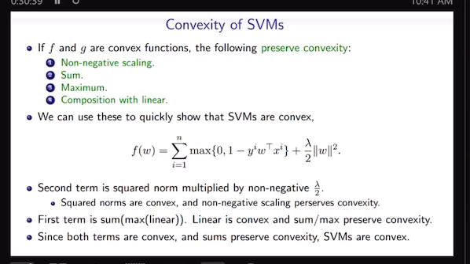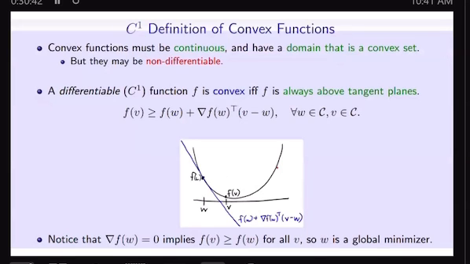Okay, now I want to move. I want to go to the C1 definition. In the C1 definition, I said a function is continuous and has a continuous first derivative. If you take a look at this, we can rewrite that as a Taylor series, where I'm expecting f should always be above the target plane. Why do we say above? See, f of v has to be greater than or equal to that.